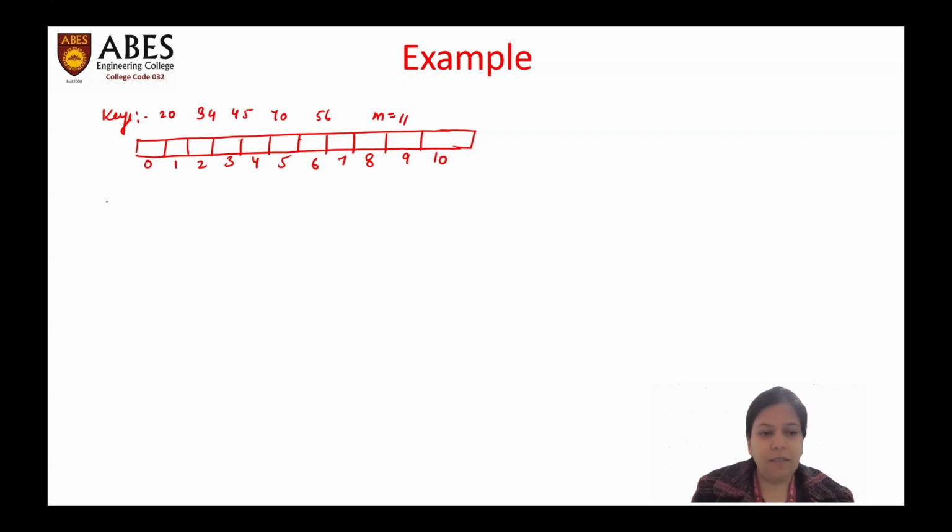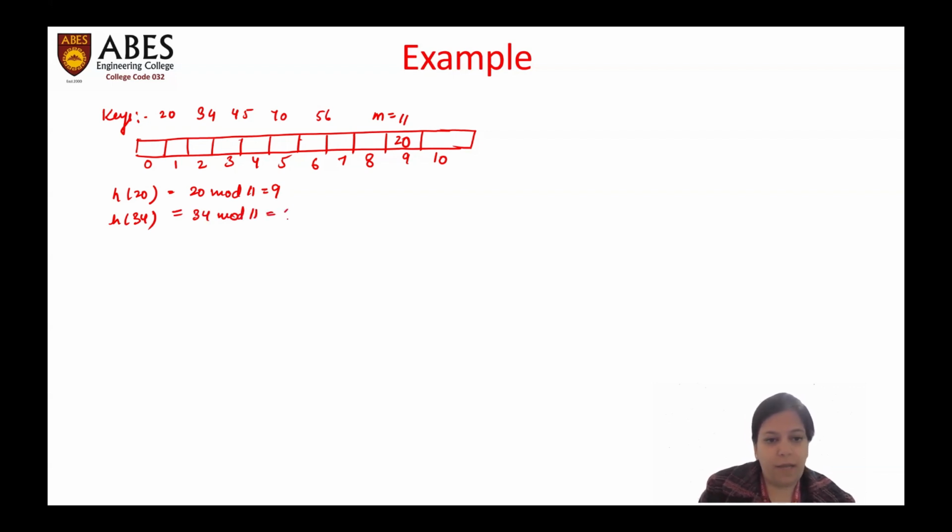So let us first hash the first key value, which is 20. So h(20) will be stored at index 20 mod 11, and this is equal to 9. So 20 will be stored at index 9. Now suppose we want to hash 34. For 34, again we are going to mod it by 11. And 34 mod 11 will give us value 1. So 34 will be mapped to index 1.